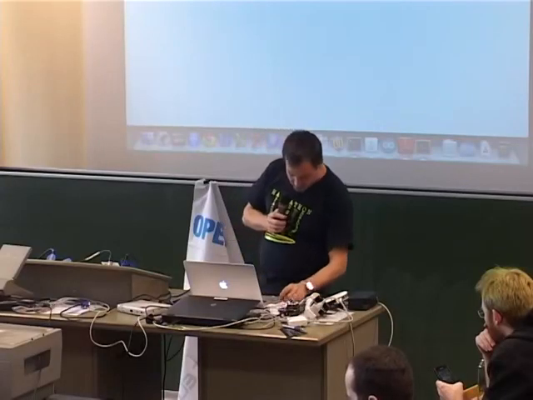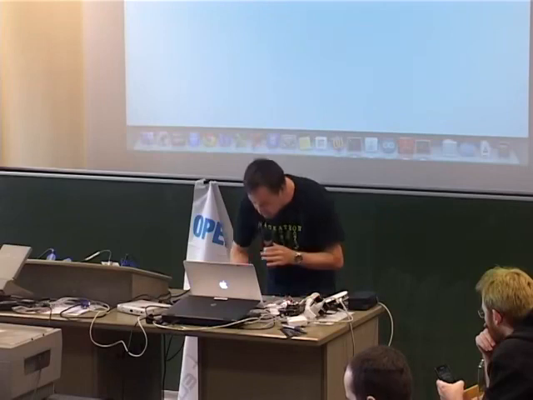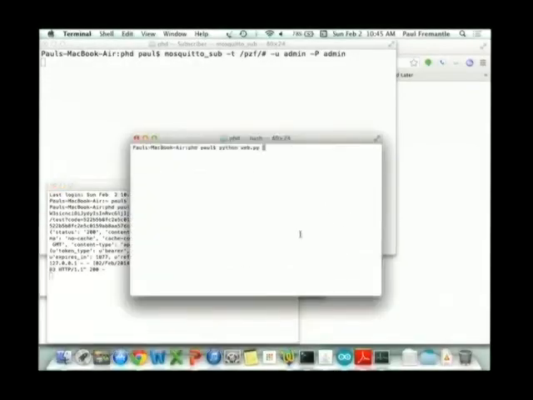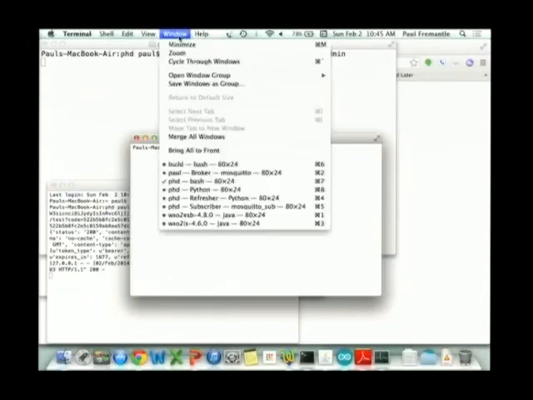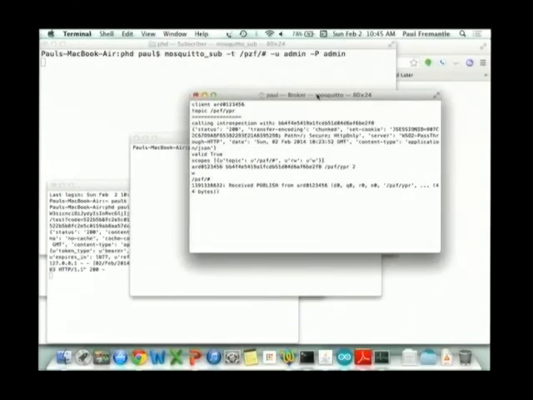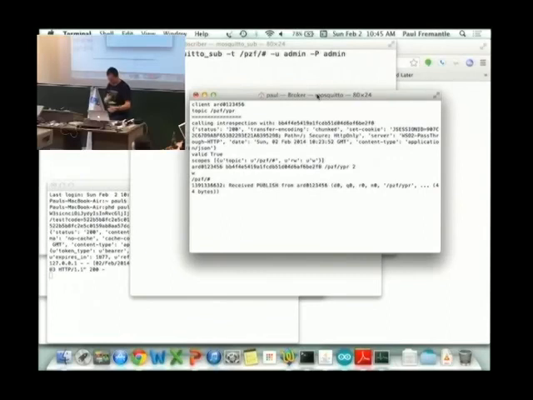Basically what's going to happen now is I'm going to pull up one of my many windows which has got my broker on it. So this is my Mosquitto broker with the extra bit of code in it, doing all this logging. And I've plugged in my Arduino, and it has, one second, let's see.